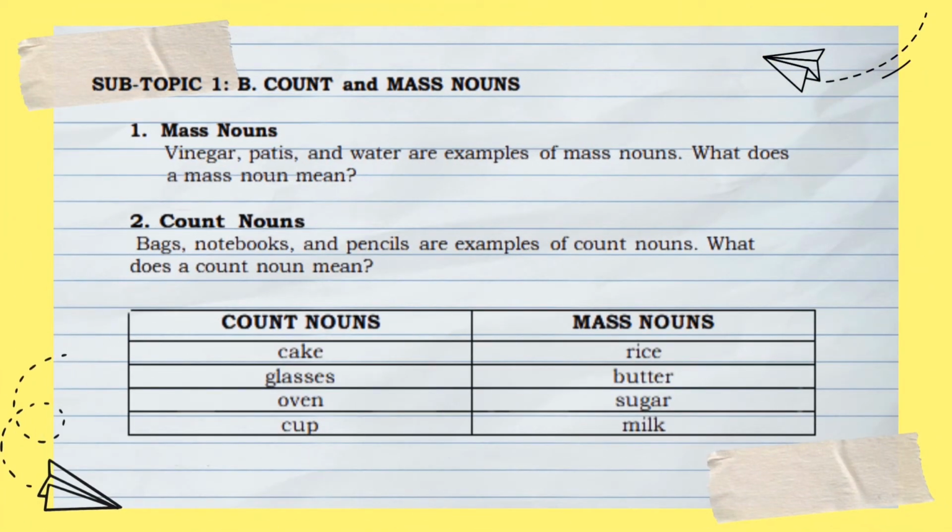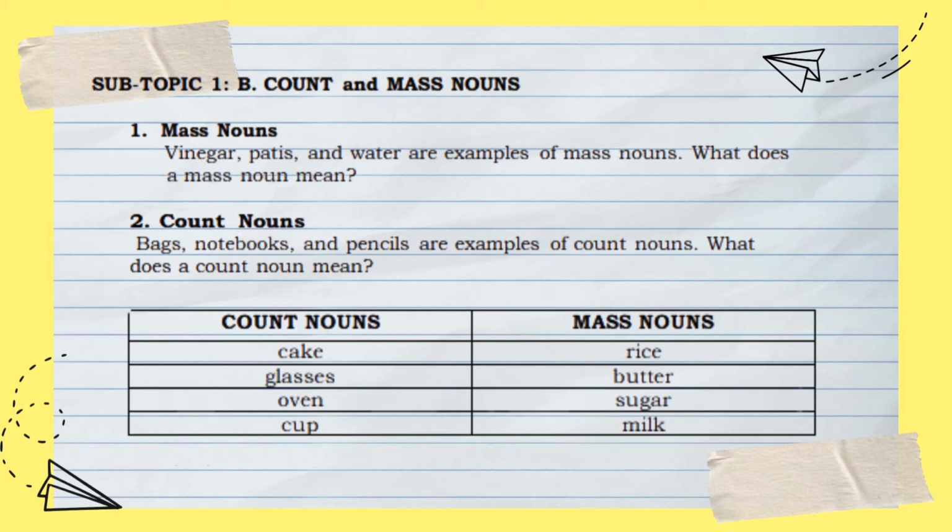Okay, so now let's have the count and mass nouns. For mass nouns, we have here some examples. We have vinegar, patis, and water are examples of mass nouns. Now, based on these examples, what does a mass noun mean? Okay, can you count vinegar? Can you count the patis? And can you count the water? Can you count them by your bare hands?